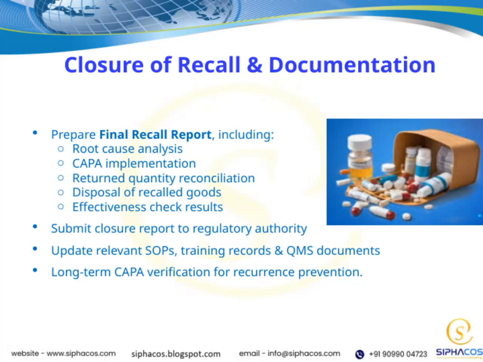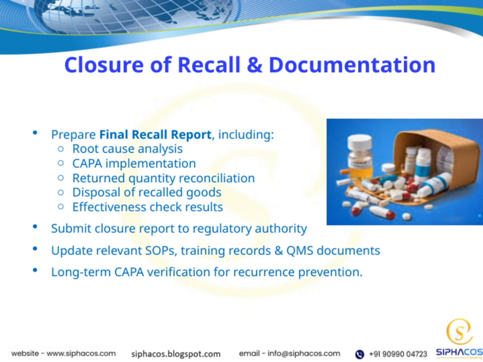Now, as we approach the final stage of the recall process, let's talk about the closure of the recall and documentation. First, we need to prepare the final recall report. This report should include a thorough root cause analysis to understand exactly what led to the issue in the first place. Additionally, we must document the CAPA, or corrective and preventive actions, that we implemented to address the root cause.